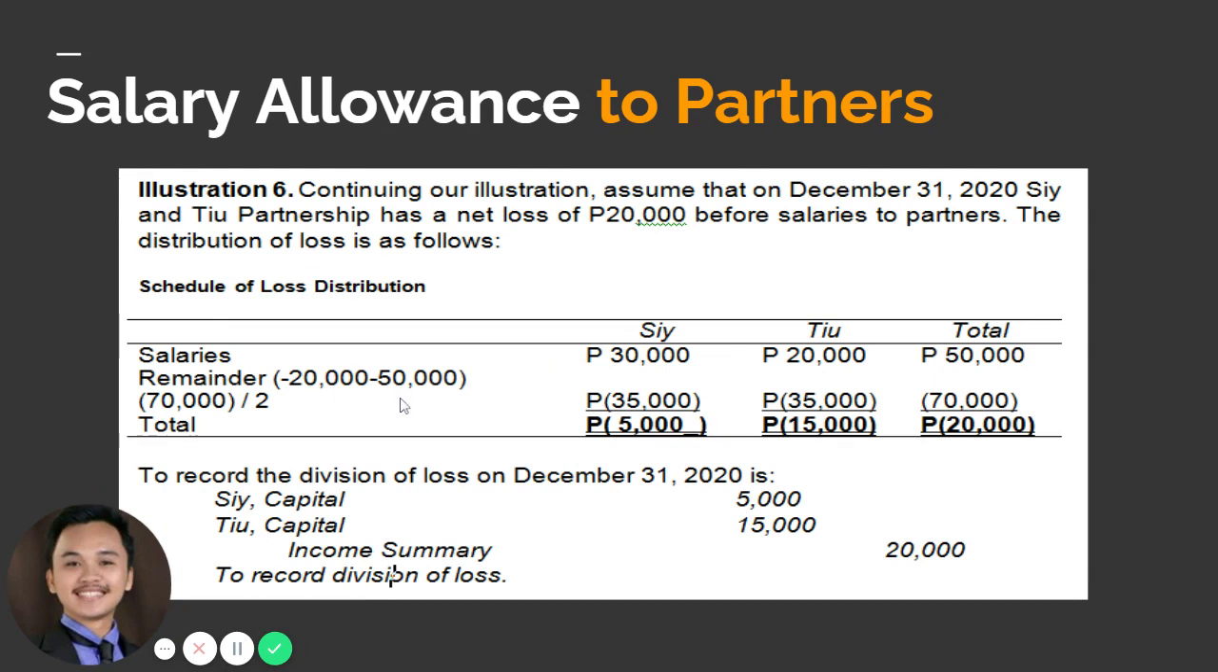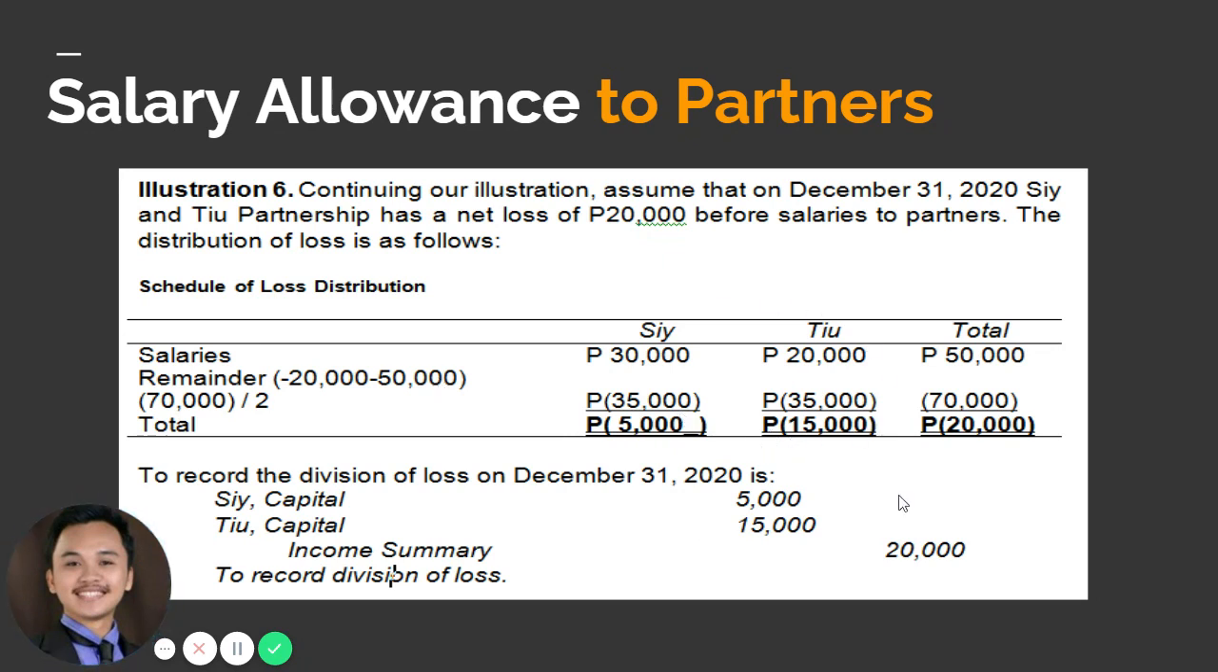So from that we have a loss of 20 minus the salaries of 20. So we have a total of 70,000 loss. Divide by 2. So each of the partners will be absorbing 35,000 and 35,000 respectively. So from 20,000 loss, it will be shared by C and Chu of 5,000 and 15,000.